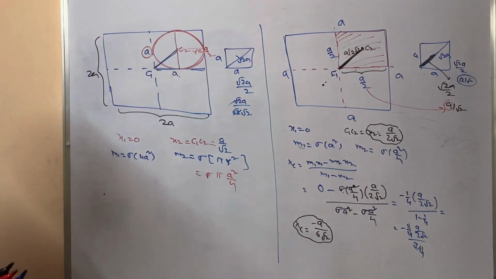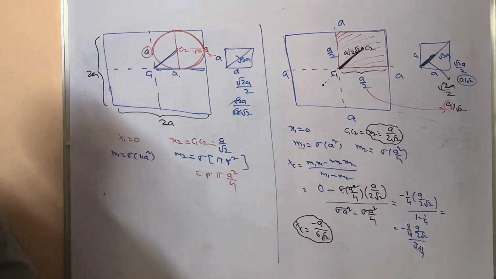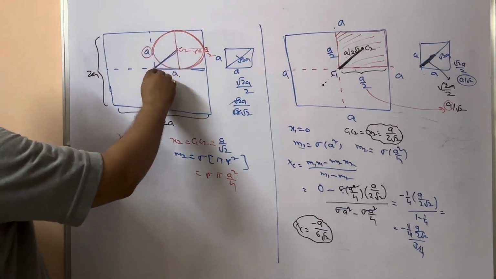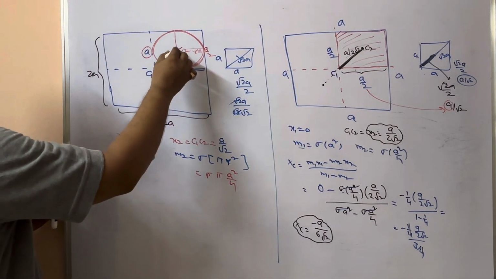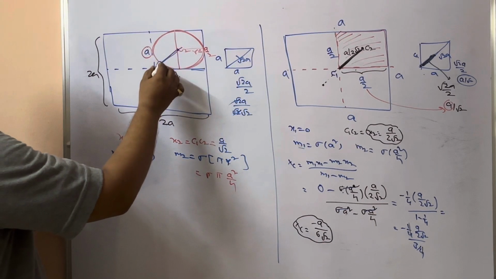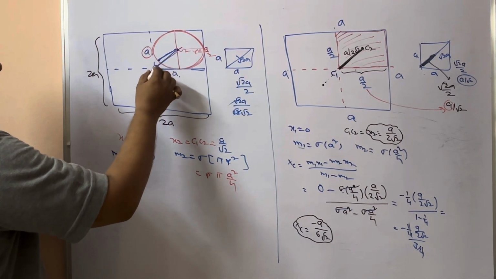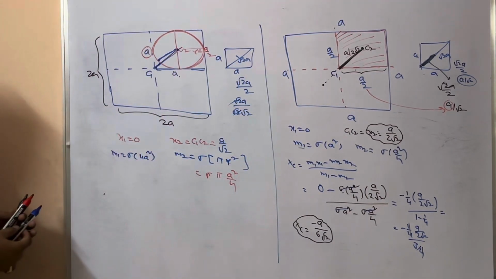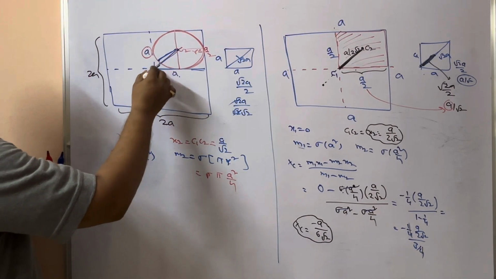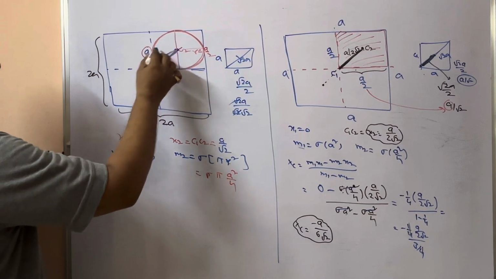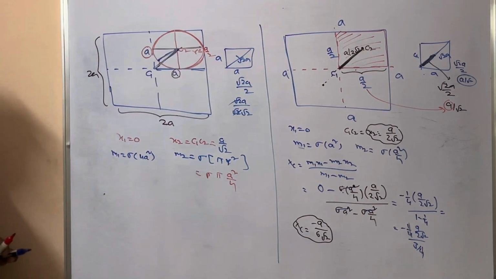This is very important here. Many students will make a mistake. For r, they will take a by root 2 only. But a by root 2 is not r; from C1 to C2 it is a by root 2. The radius comes from here only. This portion is not there for the radius, only this is the distance. This is the radius, this is the diameter, and the diameter is going to be a. Therefore, the radius is a by 2.